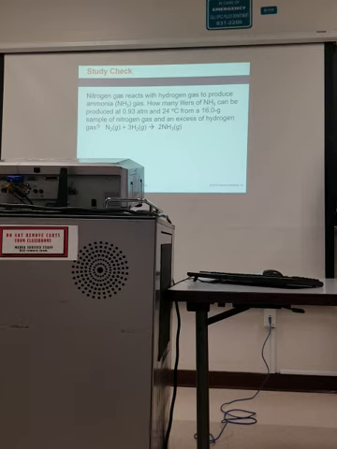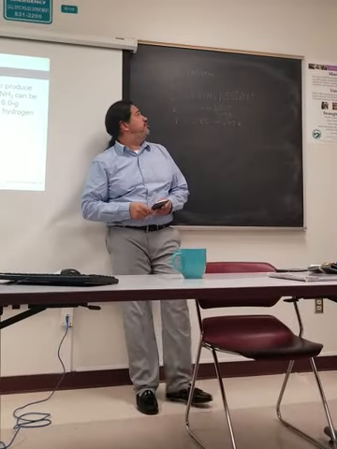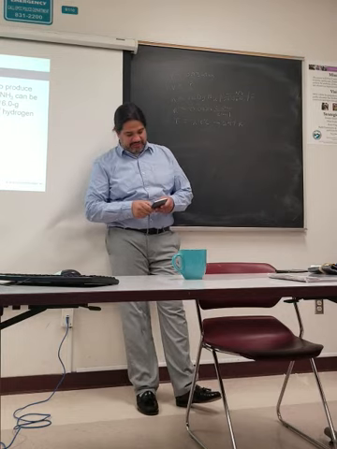From mass to moles, we divide by the molar mass. And we get that from the periodic table. Nitrogen is 14. 14 times 2 is 28.